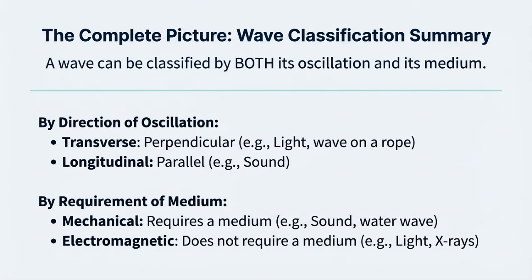Another way to classify waves is by their medium requirement. Mechanical waves need a medium, like air, water, or a solid, to propagate. Examples include sound and water waves. On the other hand, electromagnetic waves don't need any medium and can travel through space, such as light and X-rays. So understanding these two categories helps us see the full picture of how waves behave in different contexts.